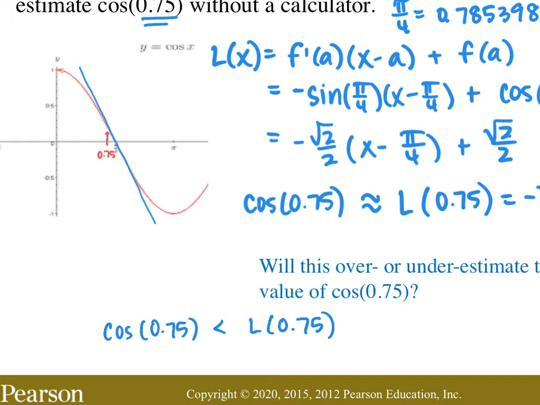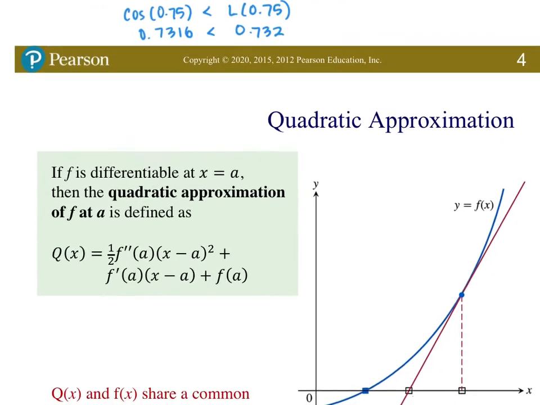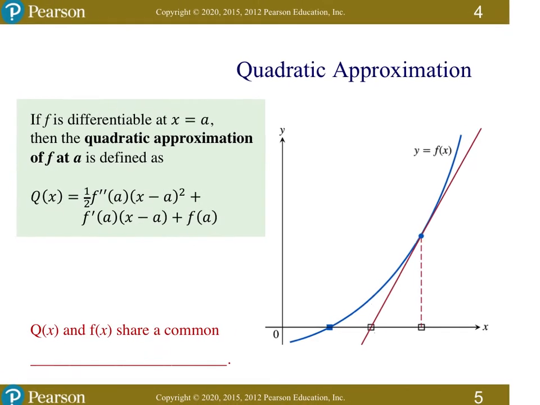Now, we have the luxury of a calculator, and we can figure out exactly what the cosine is. And cosine is 0.7316, and our linearization was 0.732. So yes, our cosine value was smaller, but not by much. Okay, the difference is so small that it starts to be negligible. Now, could we make our approximations even closer? Well, that's where we're going to pull in something called a quadratic approximation.